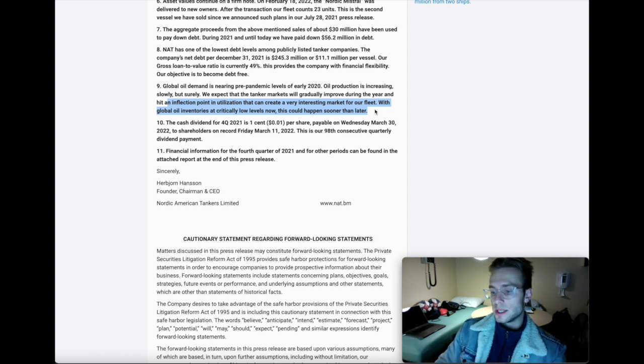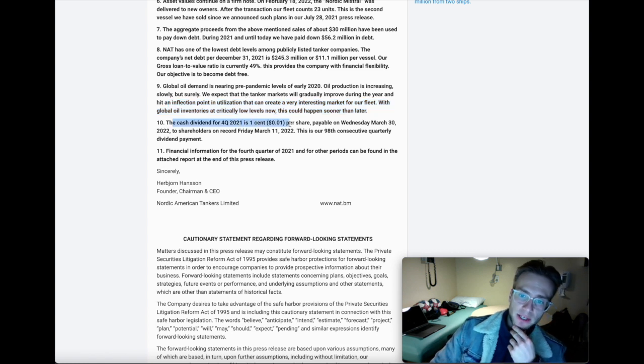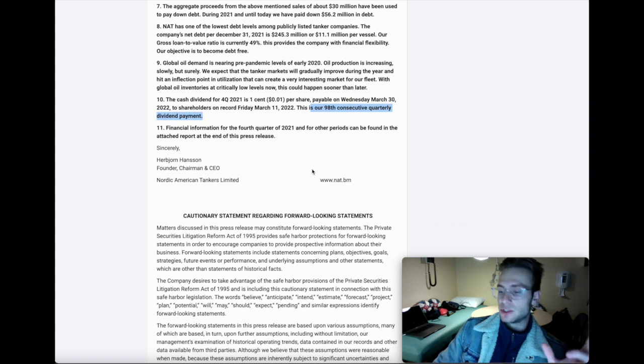So the whole world is trying to transition away from gas. "However, we still see a significant reliance on gas, especially since there's increased demand for gas products as the world is coming out of COVID." The cash dividend is 1 cent per share. "This is our 98th consecutive quarterly dividend payout." So they basically also issued shares to pay these dividend payouts.